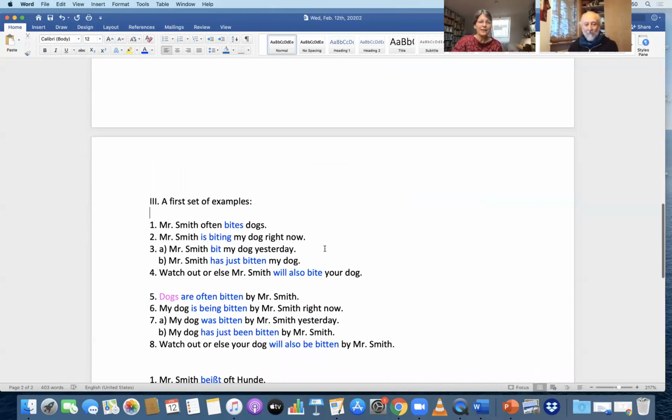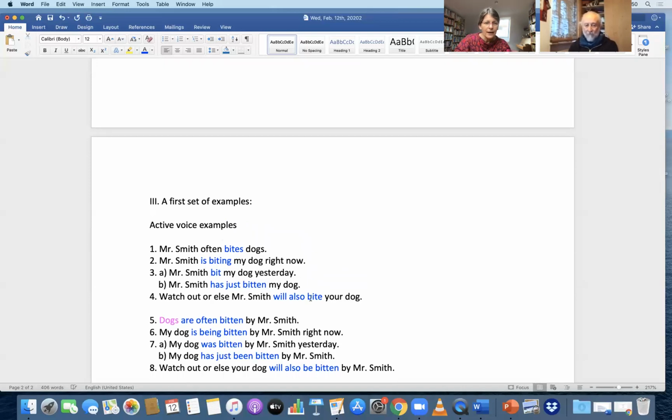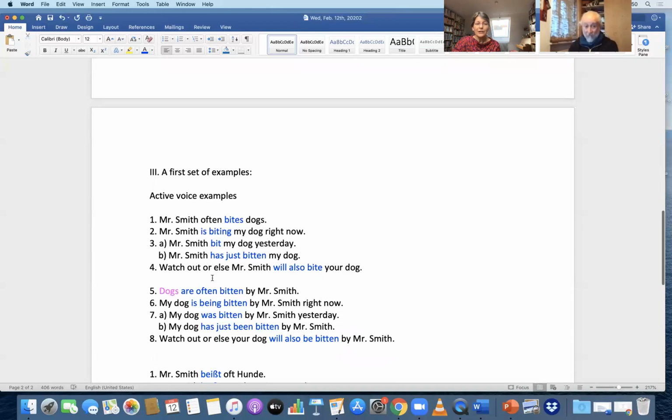So, first set of examples. Now, Mr. Smith often bites dogs. That's active voice. Mr. Smith is biting my dog right now. This is the present progressive tense. Mr. Smith bit my dog yesterday. Simple past, active voice. Mr. Smith has just bitten my dog, present perfect. Watch out, or else Mr. Smith will also bite your dog, will future.